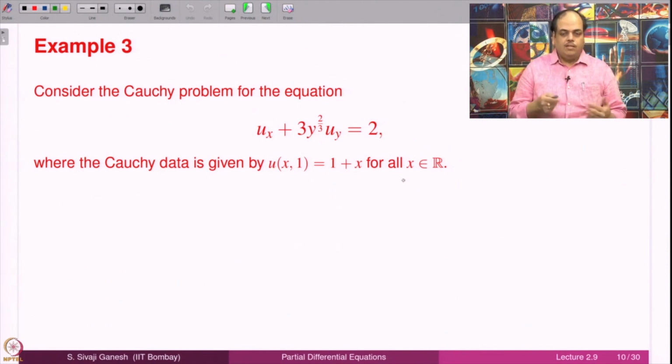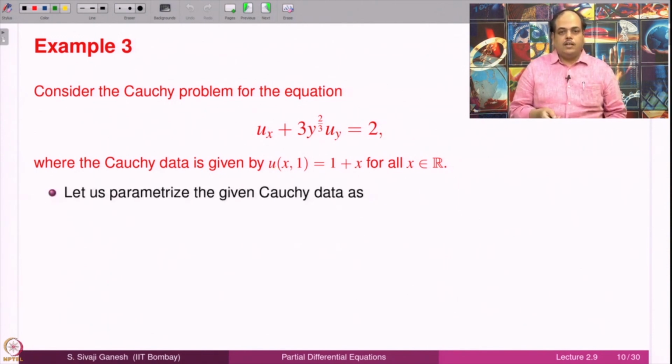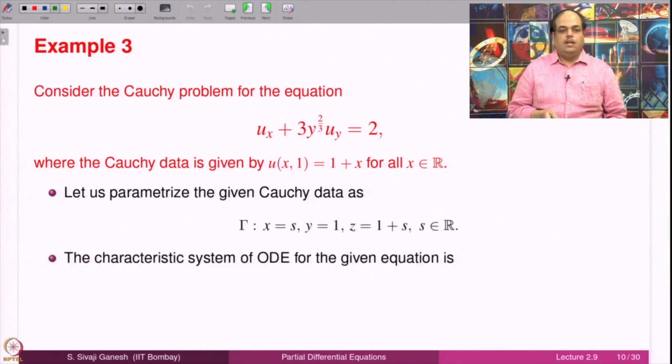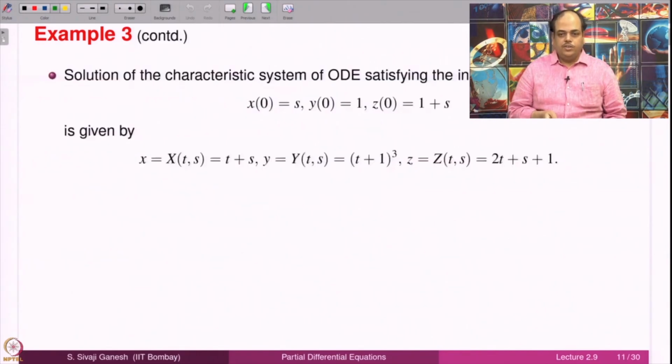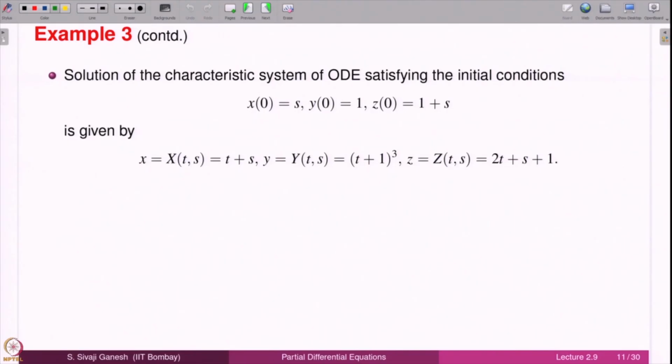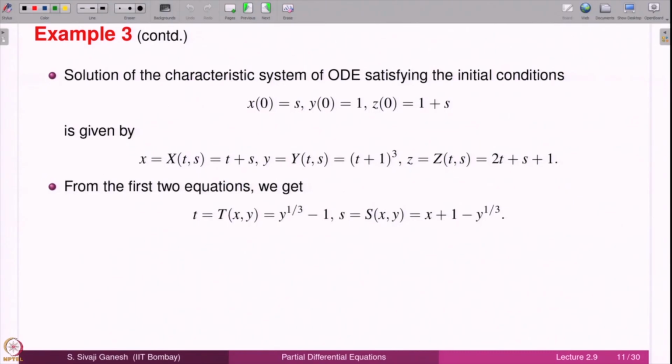So the first thing as always is to write gamma in the parametric form, which is this, and the characteristic system of ODE is this. Now we need to solve this system of ODE with initial conditions. The solution is this: x equal to t plus s, y equal to t plus 1 whole cube, z equal to 2t plus s plus 1. Now from the first two equations we get t equal to y power 1 by 3 minus 1 and s equal to x plus 1 minus y power 1 by 3.